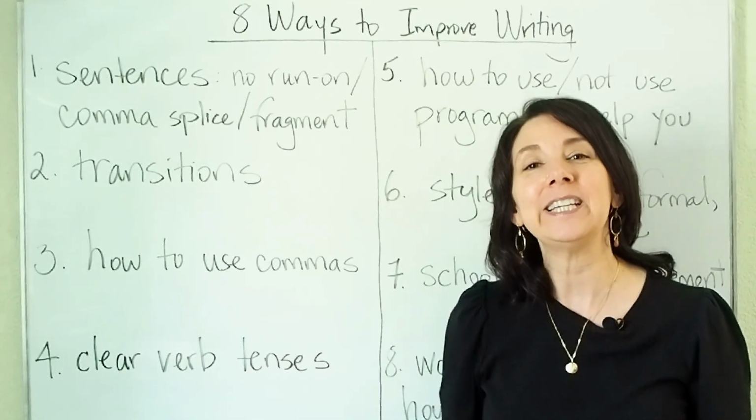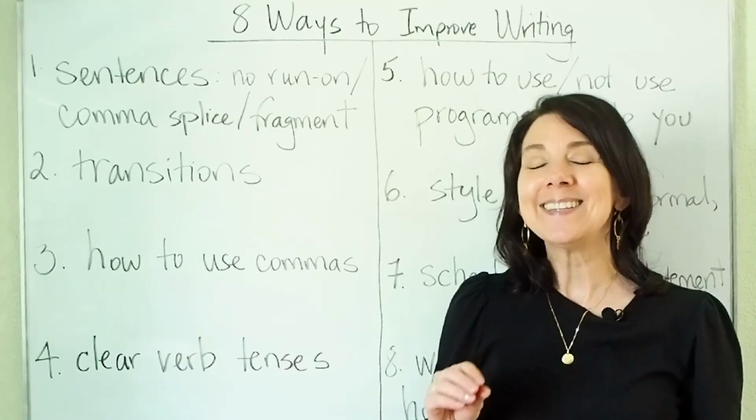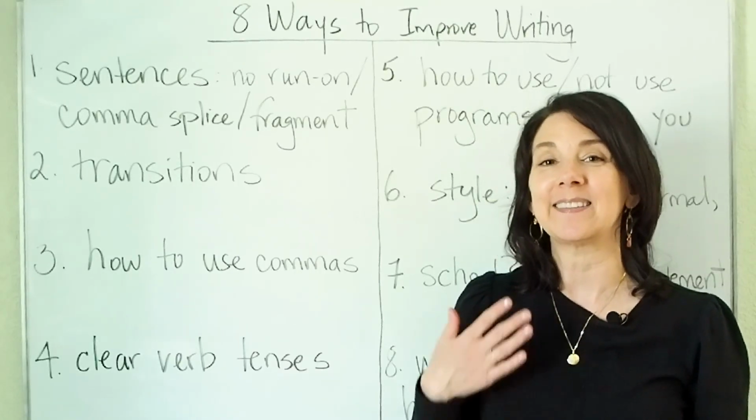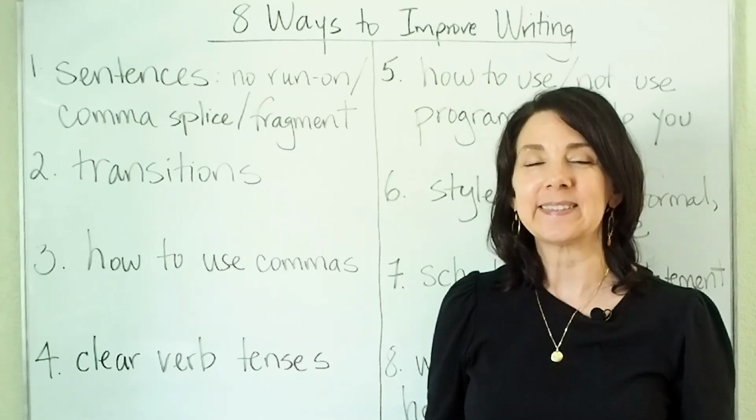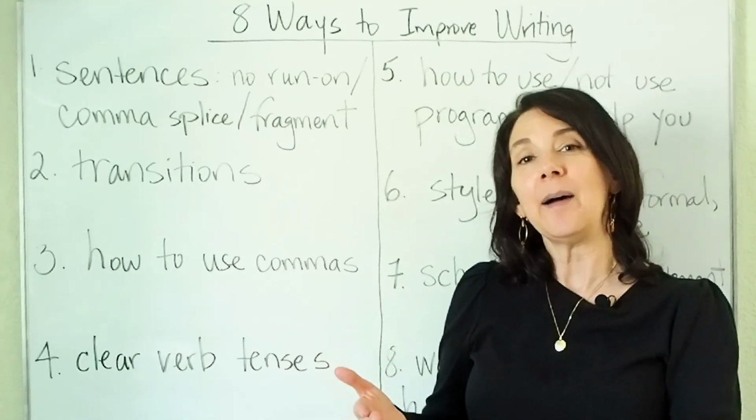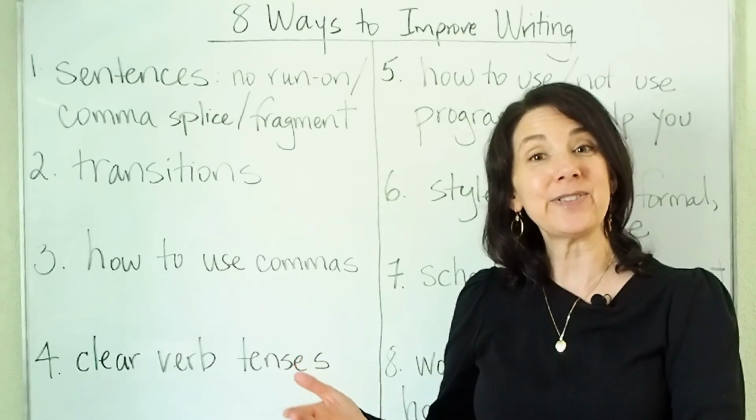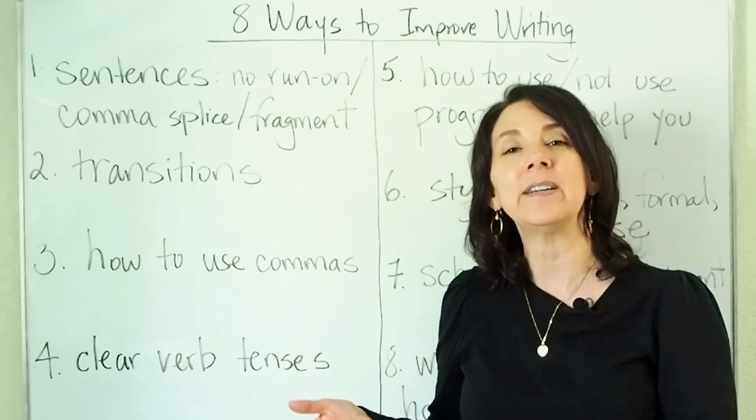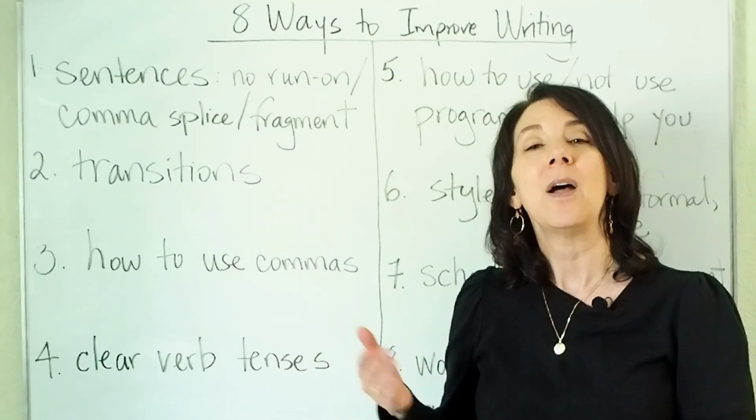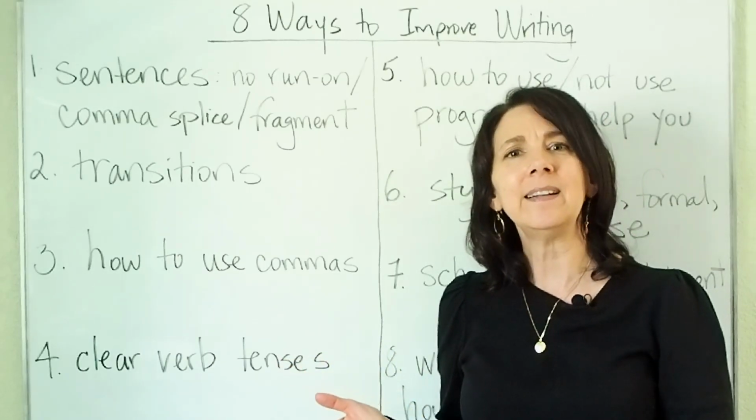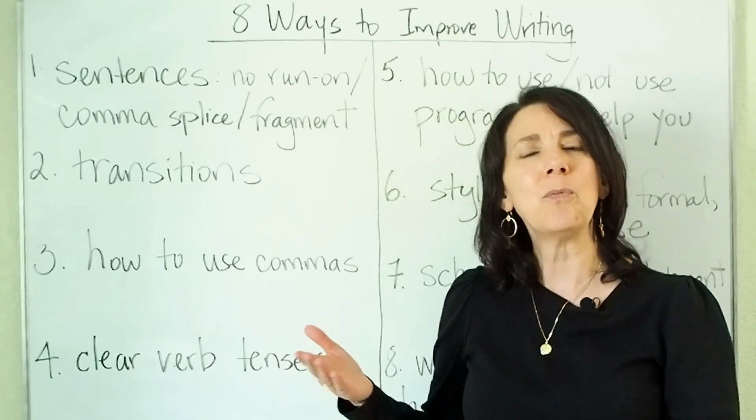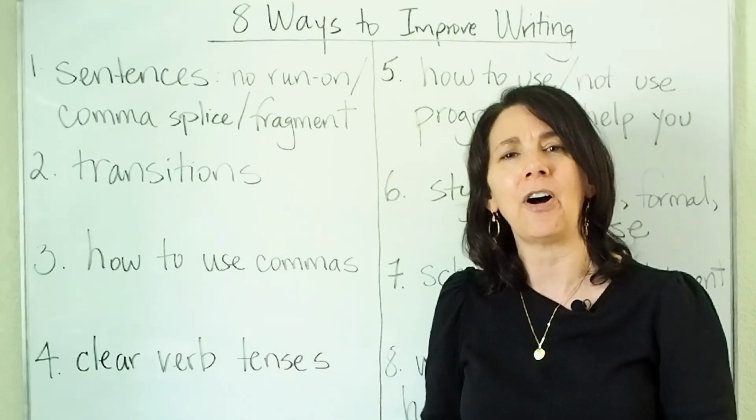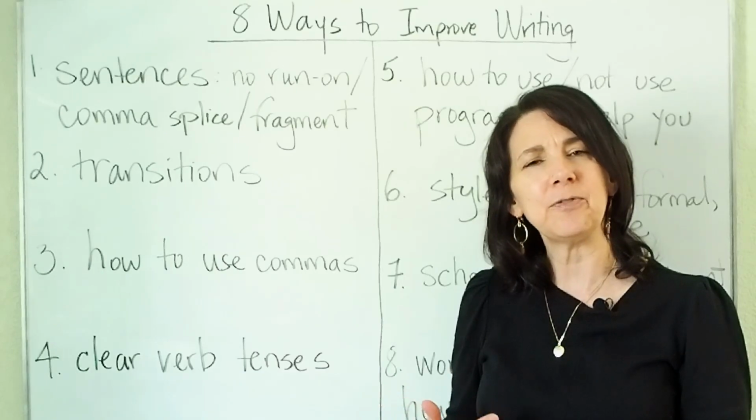Number 4, clear verb tenses. This is one of the most common mistakes that I see in my students' writing. Basically, what happens is that I'm reading my students' writing and I understand the time. Maybe they are telling a story about something that happened when they were a child, and then suddenly the verb tenses change to the present tense. There's no more past tense marker on the verb, and I feel confused.